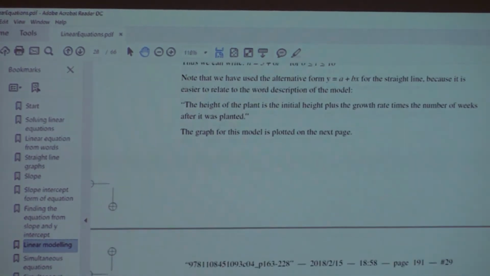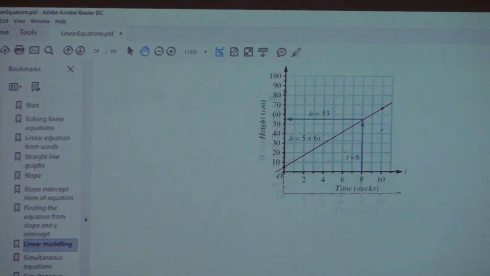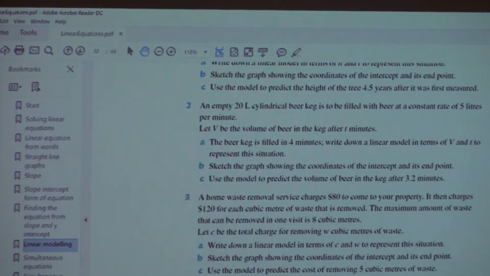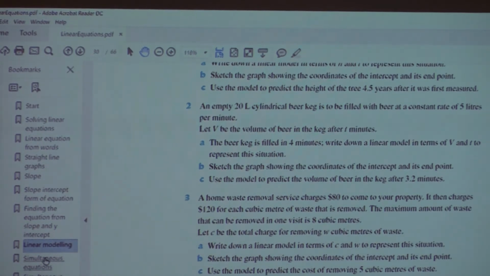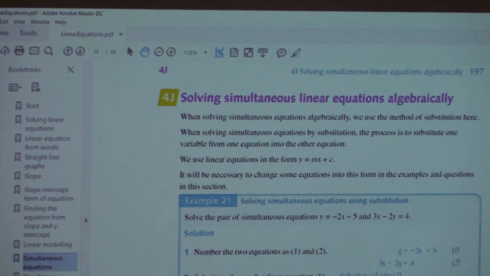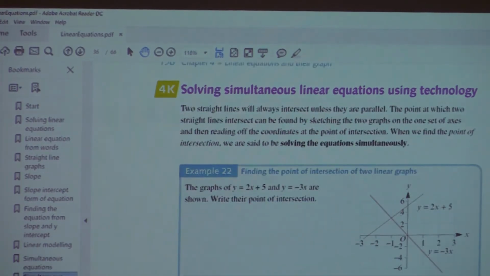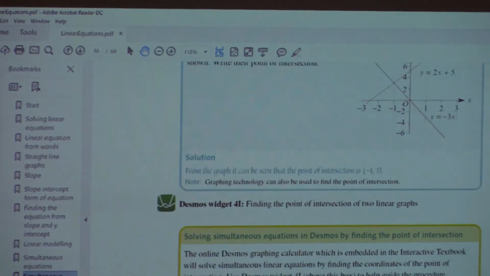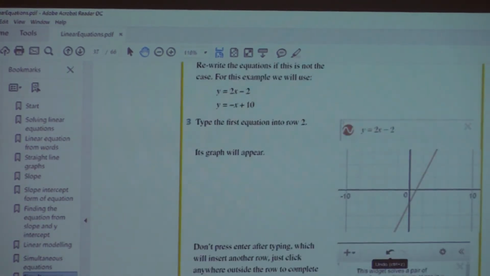Let me just jump down to the exercise. Let me show you the sorts of things that will be asked here. Okay, lots of worded type problems there. Lots of analysis, lots of synthesis going on. Simultaneous equations. Simultaneous equations with technology, and interestingly enough, because the students don't need a graphing calculator, this is a good reason why we might use Desmos in a situation like that.